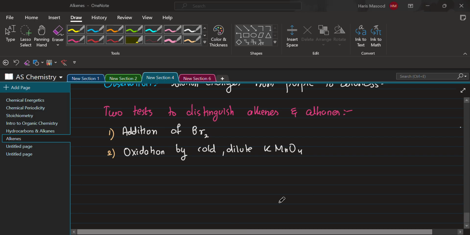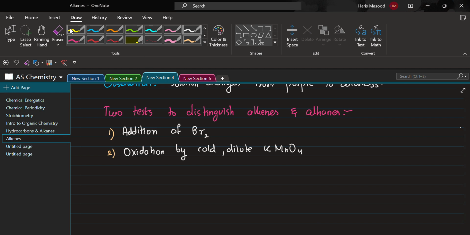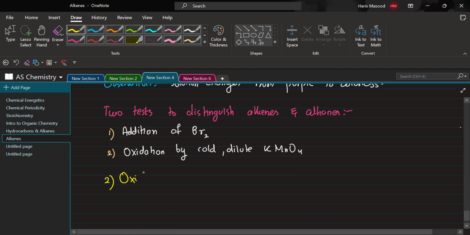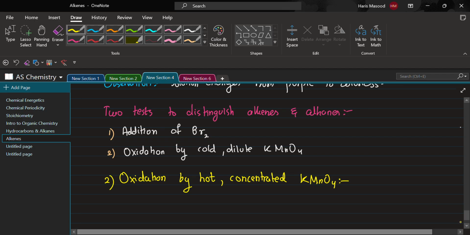Okay, for the second one, now I'm changing the conditions. The reagent is the same, the conditions are being changed, which means now I am doing the oxidation again, but this time we are using hot instead of cold, and concentrated instead of dilute KMnO4. Now what will happen?